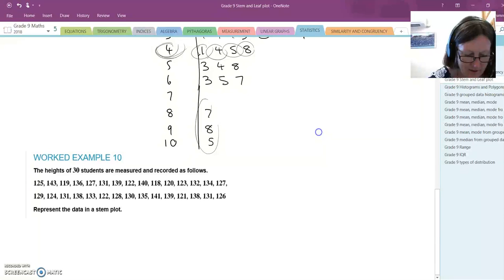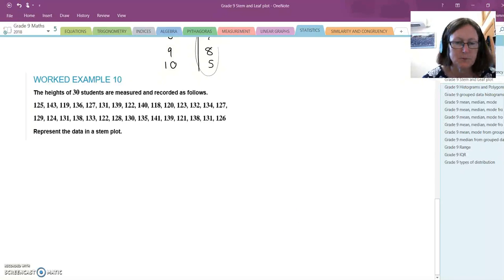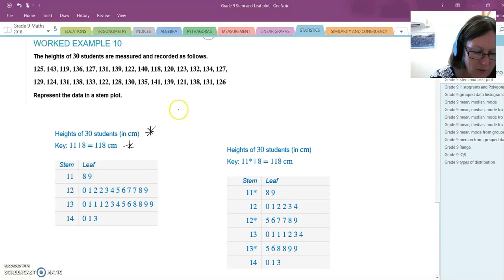Let's look at our next example. The heights of 30 students. Represent this in a stem and leaf plot. Okay, I've quickly done that here. I've put my heading, heights of 30 students in centimetres, put my key, 11 in the stem and 8 in the leaf means 118 centimetres. And I've put that data into a stem and leaf plot.